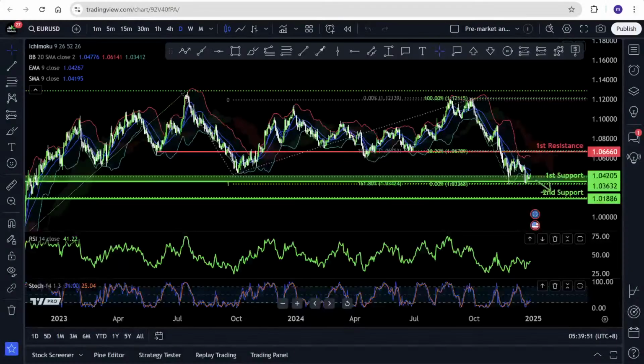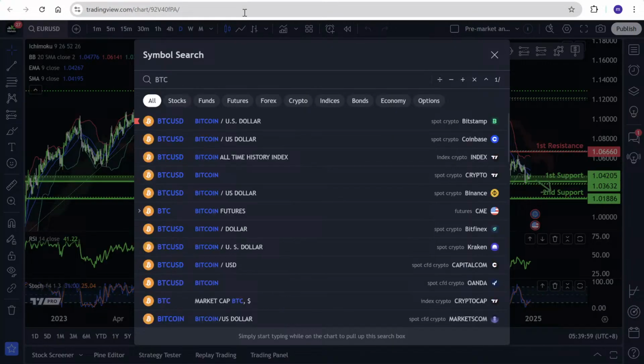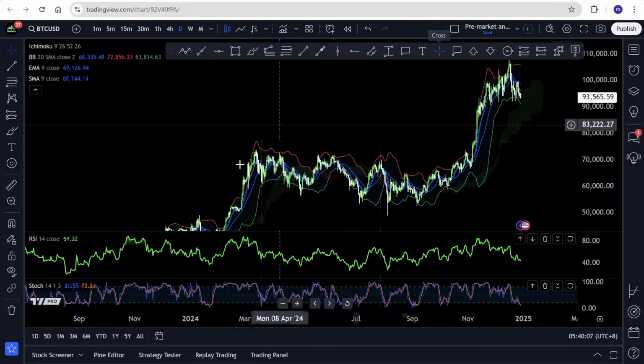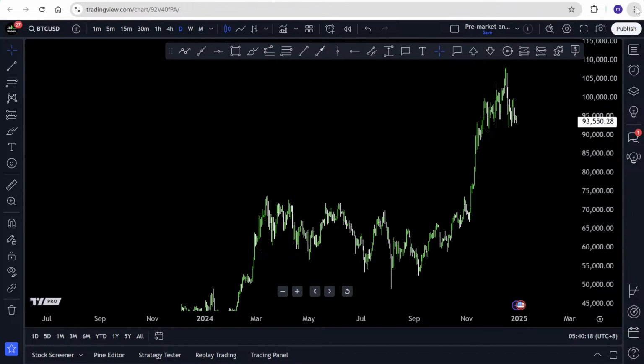Just give me one second. We were looking at Bitcoin. It's a bit zoomed in, so let me just figure out how I can zoom out.